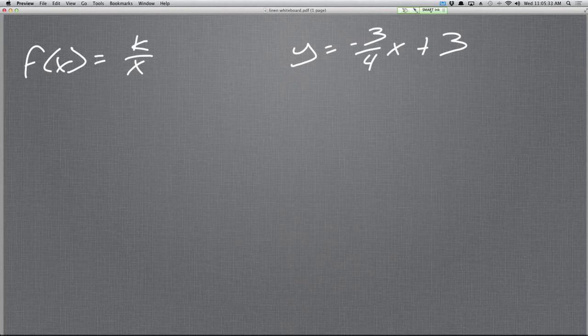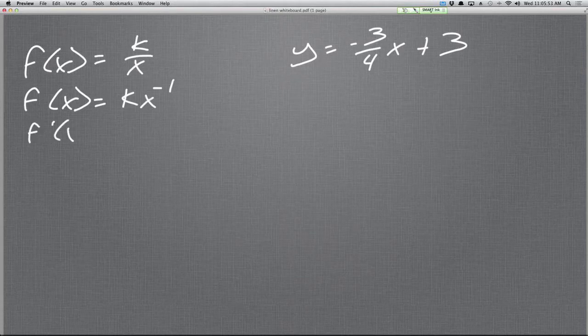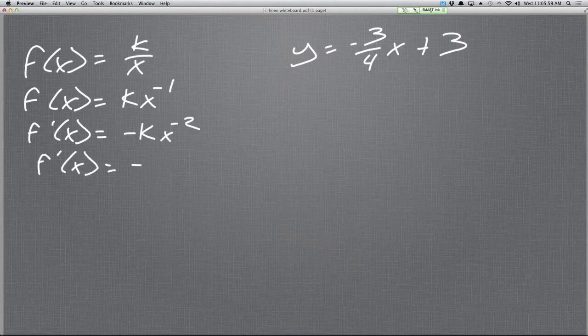Because where do I get slope from if I'm talking about my original function? The derivative. So what do I want to do? Find the derivative. Of both or just the line? No, of the function. I want to find the derivative of the function, so let's go ahead and do that. Let's rewrite it first. So that would be kx to the negative 1. I take the derivative, that would be negative kx to the negative 2. So we're looking at negative k over x squared.